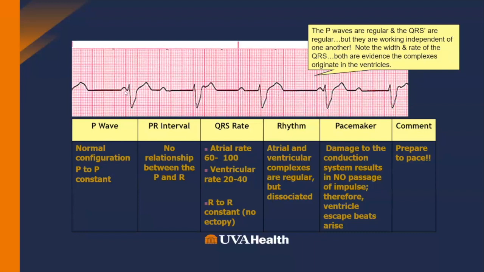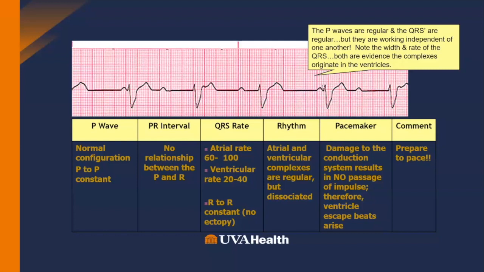So what you should do is map your P waves. If you map this distance to this point here, and then map this distance, you'll find that these will map out. So the P to P interval is constant. And that means that the atrium is firing normally. The R to R interval is also constant, and it's firing normally.